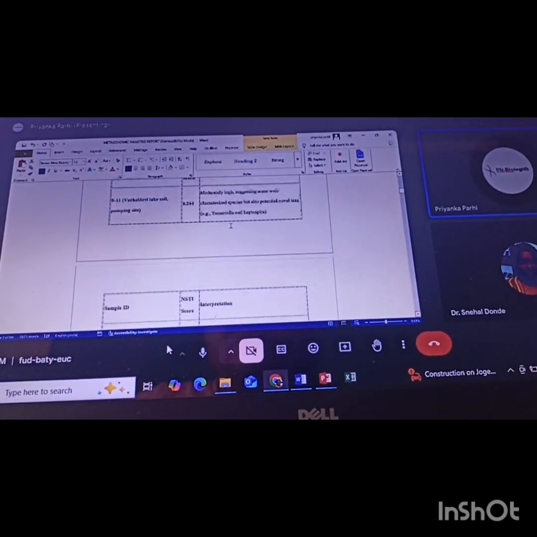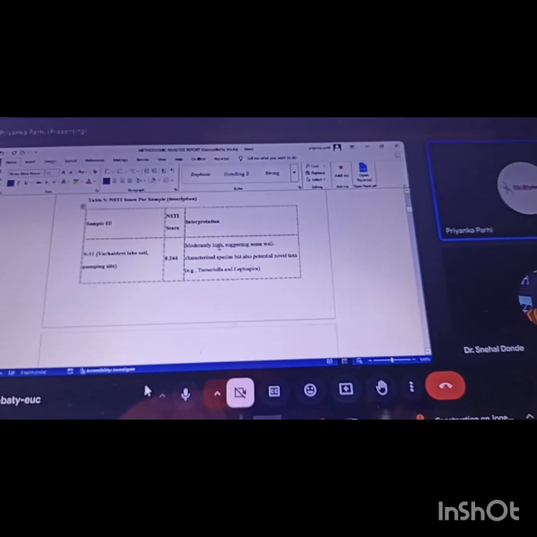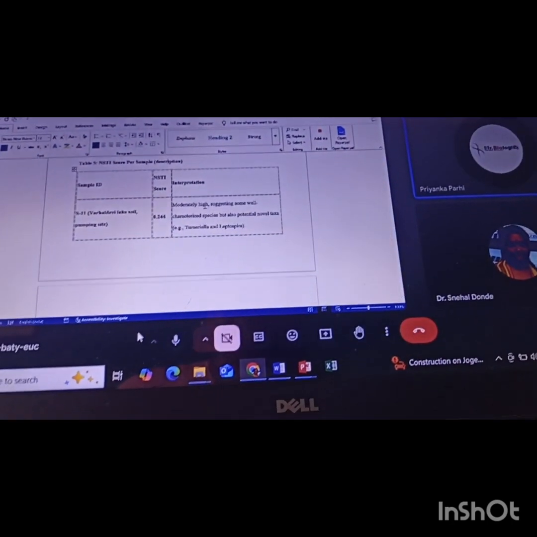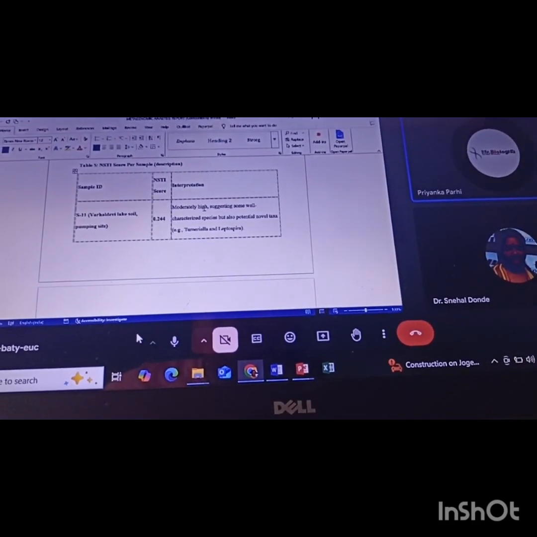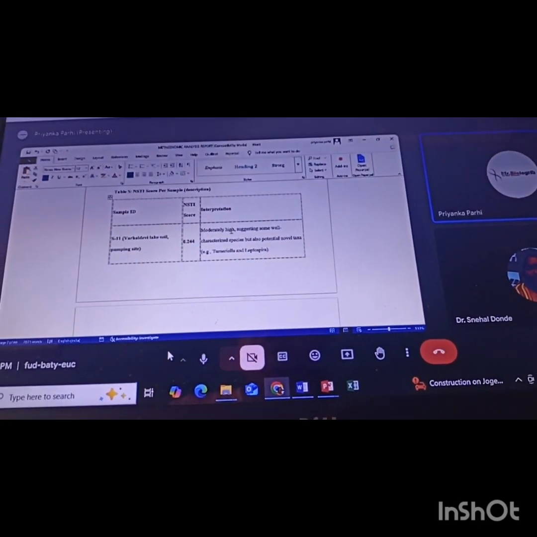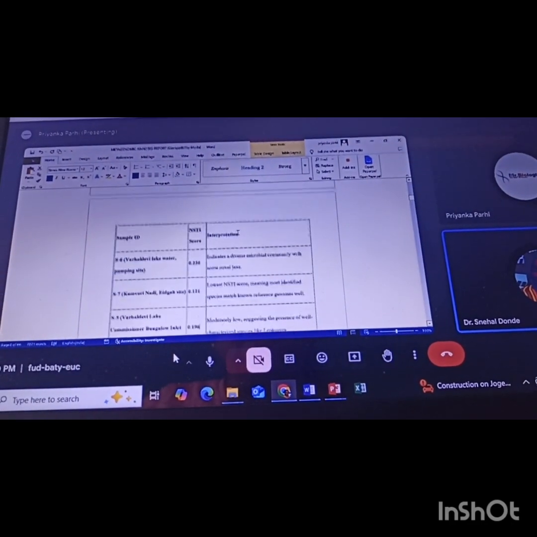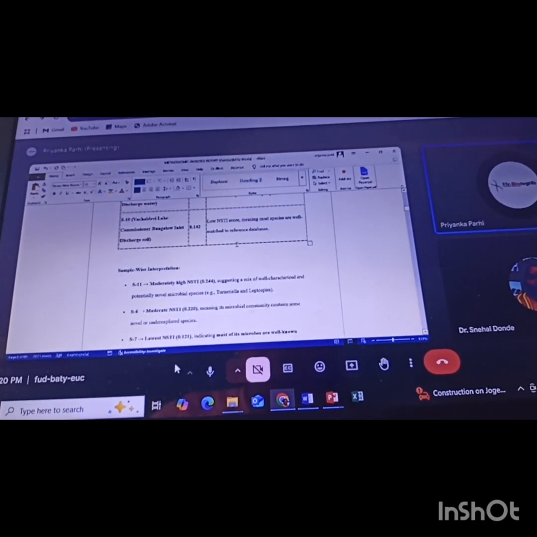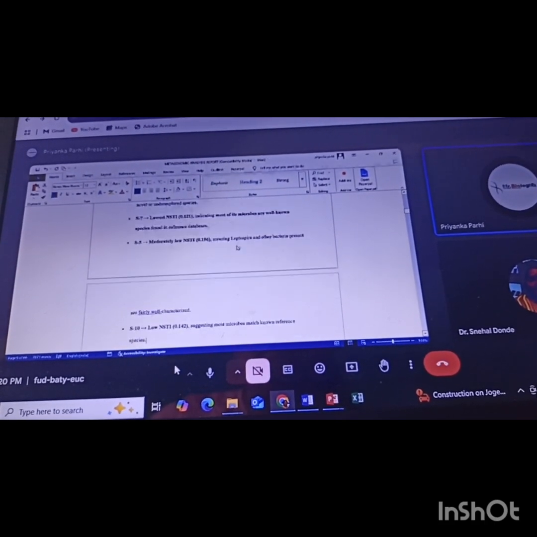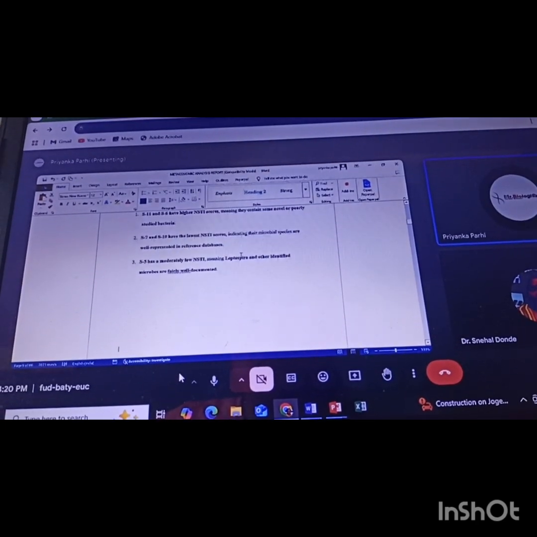If you go to that table, there is individual scoring. 0.244 is moderately high, suggesting some well-characterized species like Cornelia and Leptospira. Then the interpretation is also written, just in case it's not clear, and then the key takeaways, again just to give a better idea.